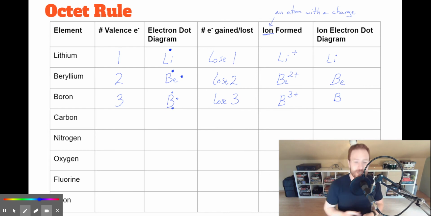I'm back. Let's go over the rest of this table. Carbon. This is where it gets interesting. I kind of left you hanging right at the point where things were going to shift around a little bit. So let's go through this.